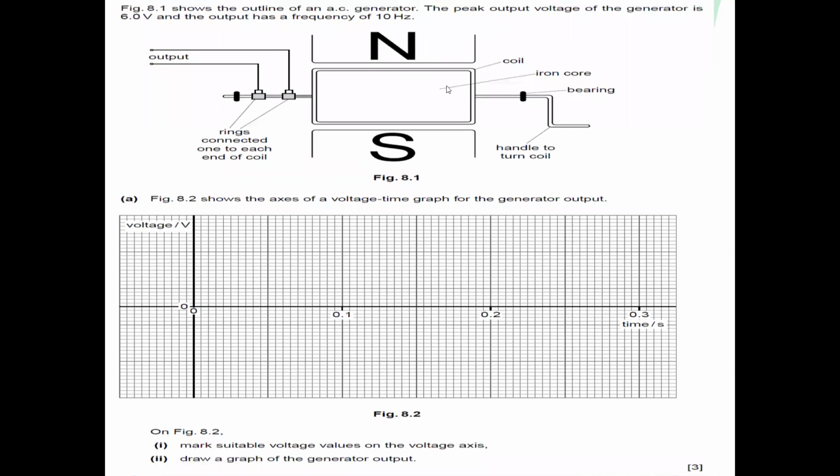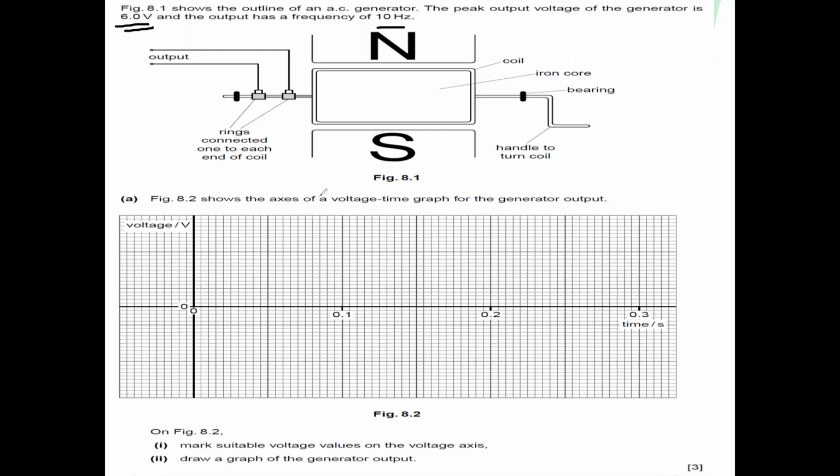This is another question related to AC generator. You have a permanent magnet, north pole is up, south pole is down. These are the slip rings, and we are rotating a coil. When we rotate the coil, there is a change in magnetic field and it will induce EMF. Figure 8.1 outlines an AC generator. The peak output voltage of a generator is 6 volts, means this generator maximum is providing us 6 volts. And it has an output frequency, frequency means number of vibrations per second, that is 10 hertz.